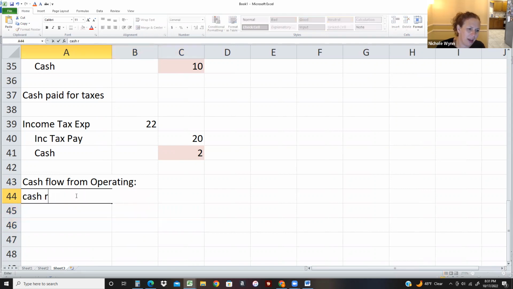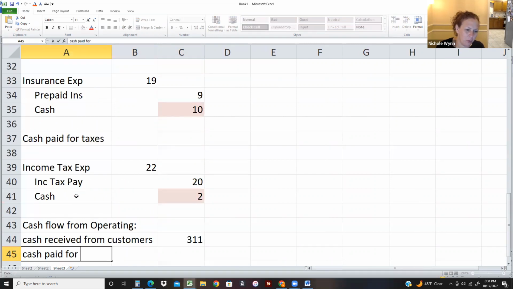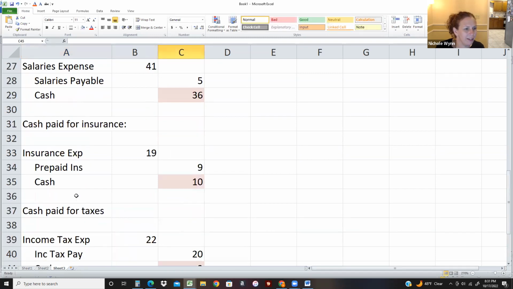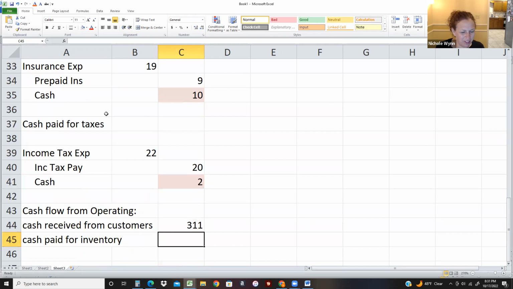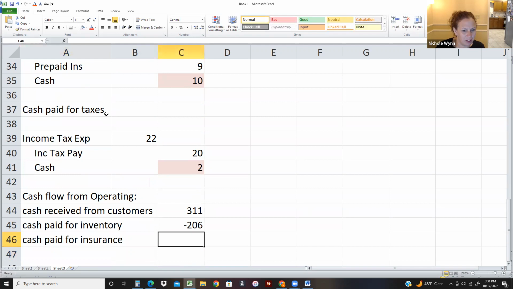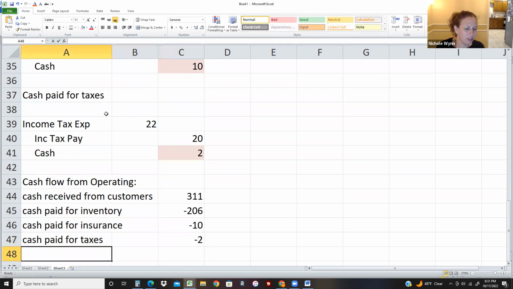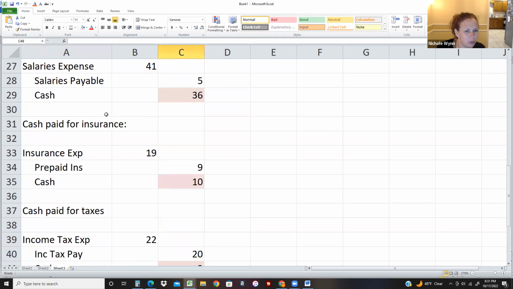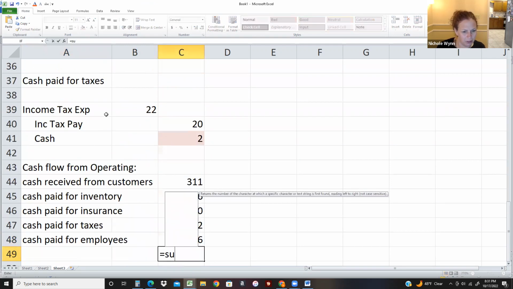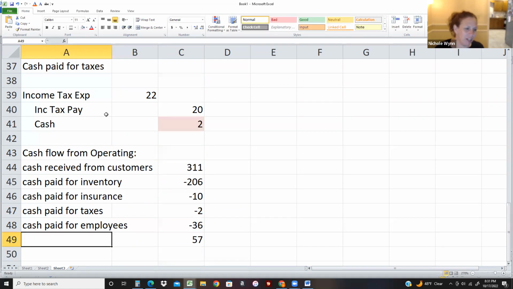And so we would say cash received from customers is 311. Cash paid for inventory is 206. Cash paid for insurance is 10. Cash paid for taxes is 2. And cash paid for employees for salaries was 36. All right, and so I got 57, which is the answer.